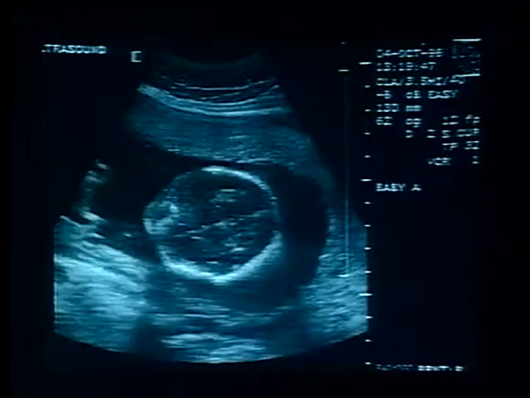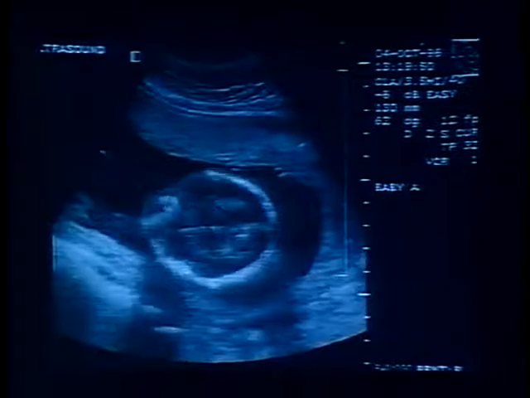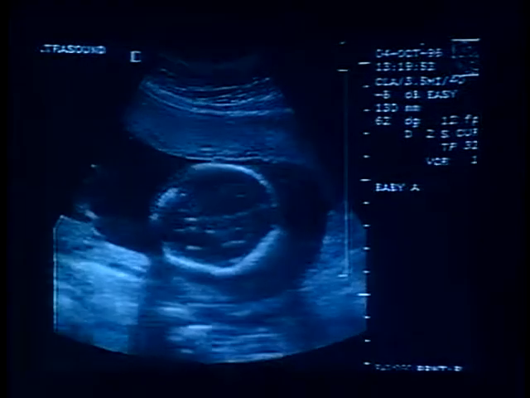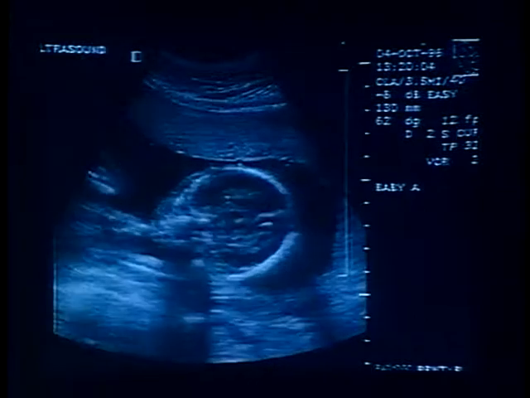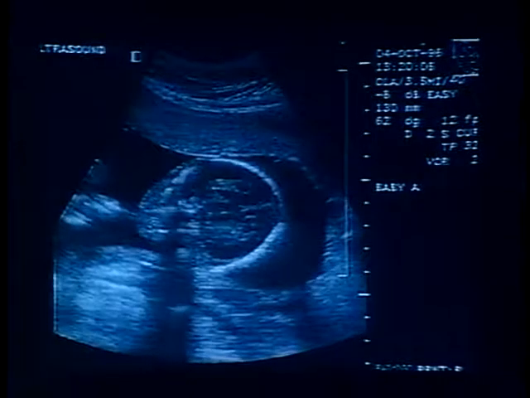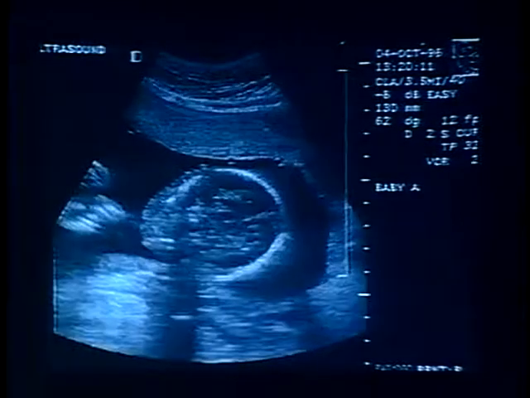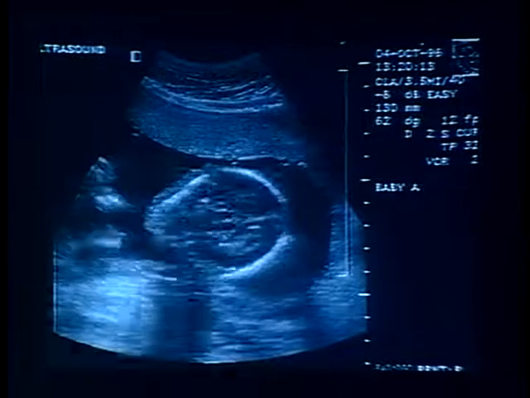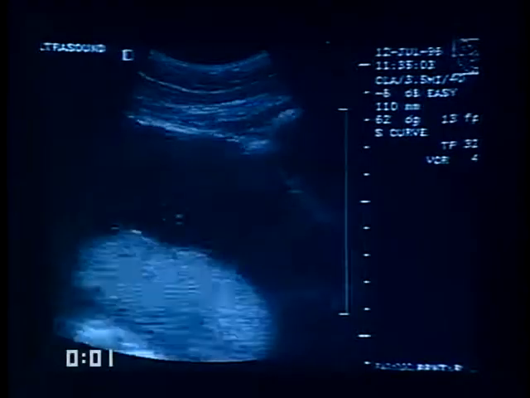So this is an image of the fetal head. And obviously we're concentrating on the region of the lateral ventricle. That was an example of a choroid plexus cyst. Case 2.